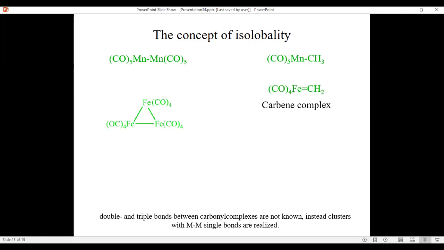And indeed, one can make a so-called carbene complex, which is defined as a complex between a metal and a ligand via a metal-carbon double bond. In this case we have a CH2 group bound to iron via an iron-carbon double bond. And this is something that nature realizes. So it doesn't realize an iron-iron double bond, but it can actually make an iron-carbon double bond.